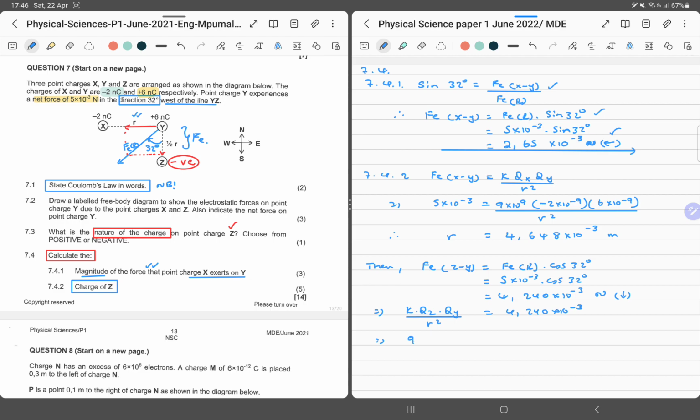This implies that 9 times 10 to the 9 into QZ, which is what we want. Okay, maybe let's just not do it like that. It's fine. Into 6, right? QY was 6 times 10 to the minus 9, all over. But now remember, the R here is halved, so this is half of that value we calculated, which is now 4.648 times 10 to the minus 3.